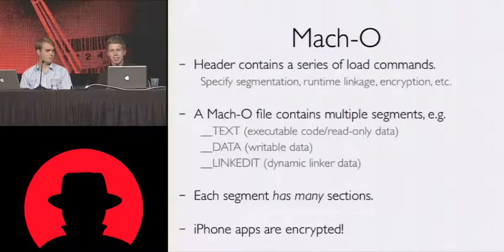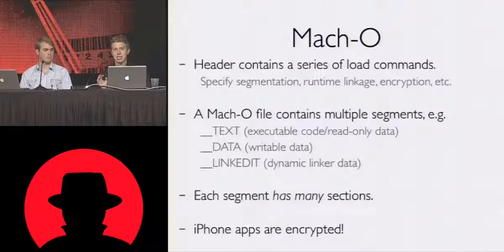A quick detour into what Mach-O is, so you can understand how we did the analysis. Specifically, the Mach-O header has a series of load commands. Load commands specify how the binary is segmented, what libraries we're linking against at runtime, and if there are encrypted sections. Among the segments in Mach-O, text is typically where executable code or read-only constants are located. Data is where writable data is. And then the link edit table is where we have all of our dynamic linker and symbol data.